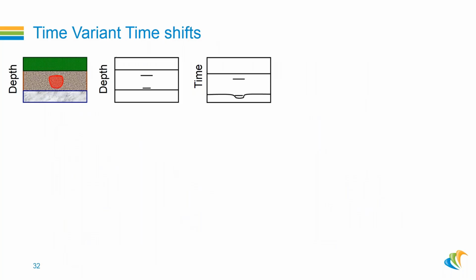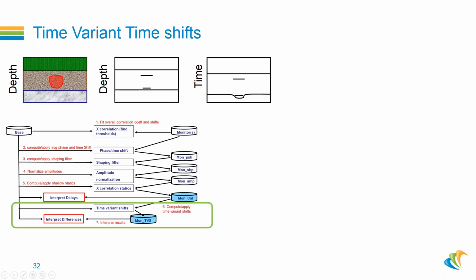I talked about time variant time shift removal. So if I have a reservoir and we are producing it, there should be some changes in the reservoir due to flow changes or pressure changes or temperature changes. In depth, the thickness of the reservoir will not change if there is no compaction. But time-wise, we will see some changes at the place where this reservoir is produced. This time shift we can interpret, and it will show us that something changed in the reservoir. But we need to remove this time shift.